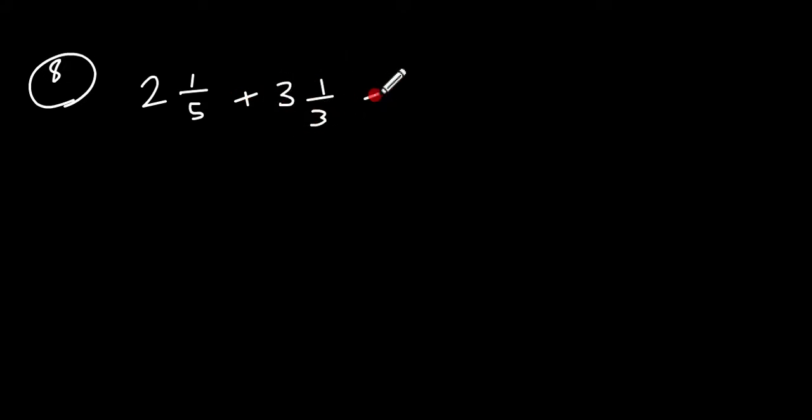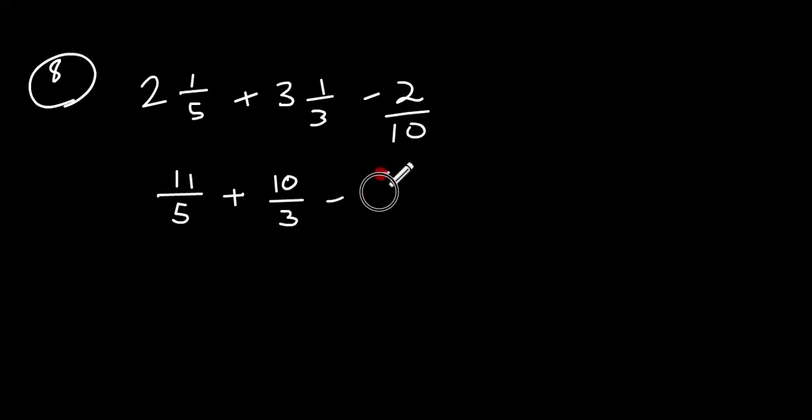All right, number 8. This is from lesson 40, number 9. All right, so it's 2 1/5 plus 3 1/3 minus 2 tenths. You can line these up vertically, but I made them improper. So it's 11/5 plus 10/3 minus 2 tenths.